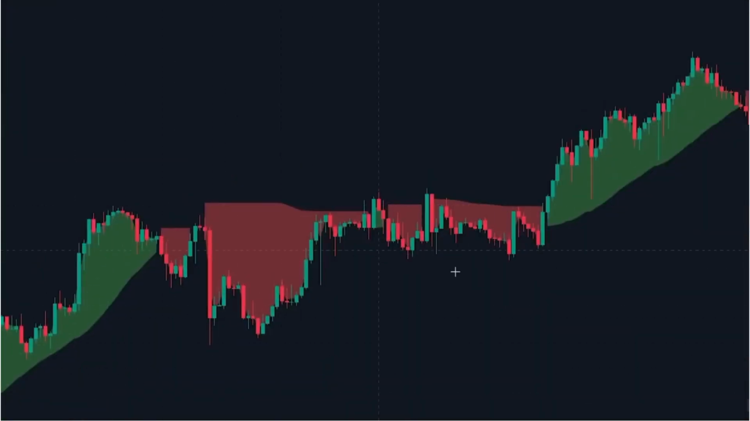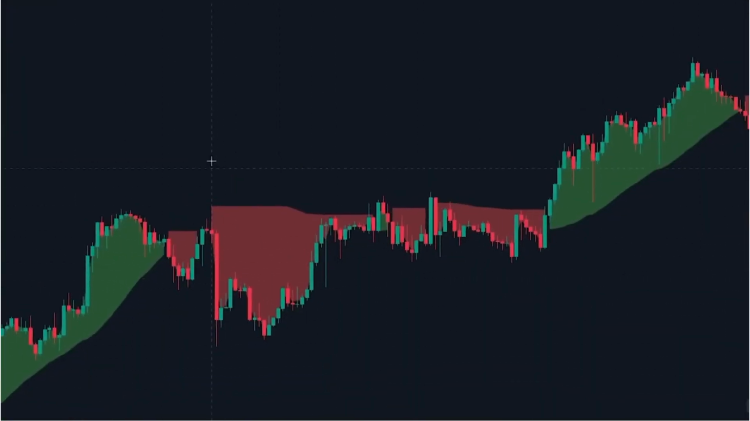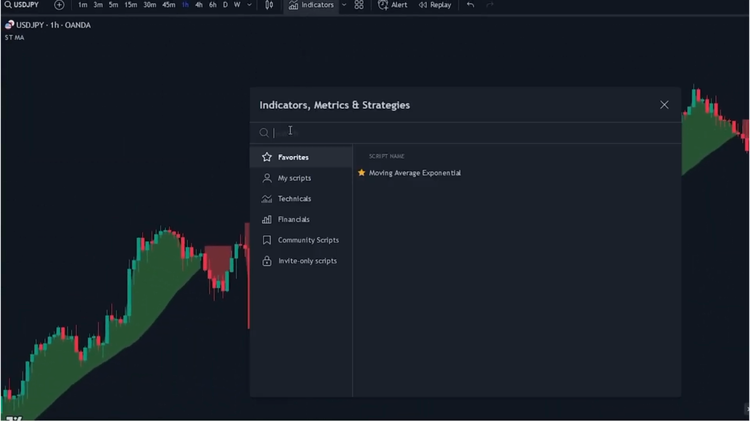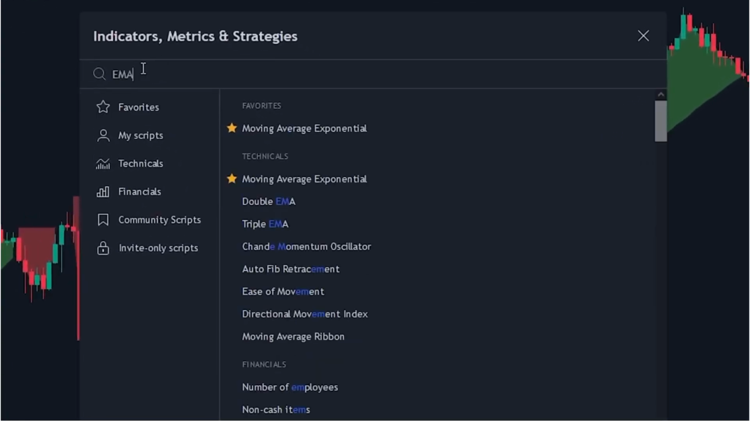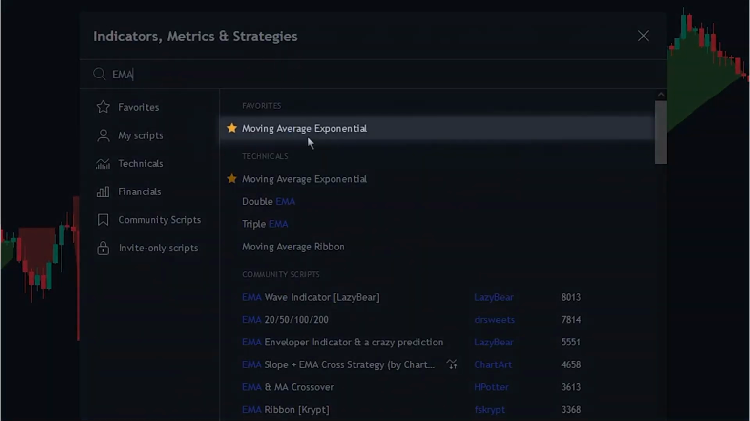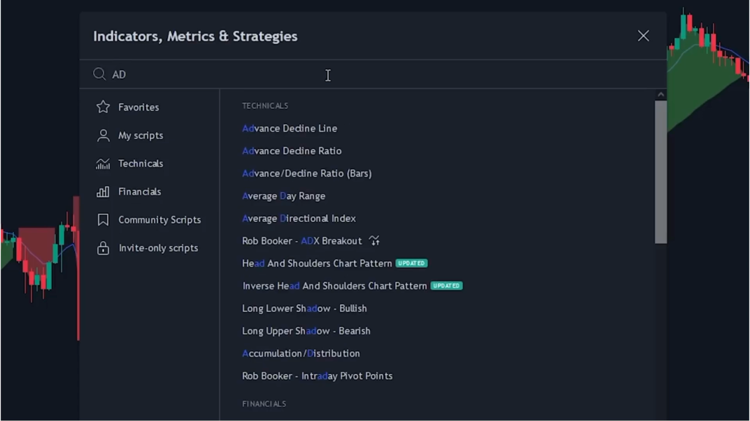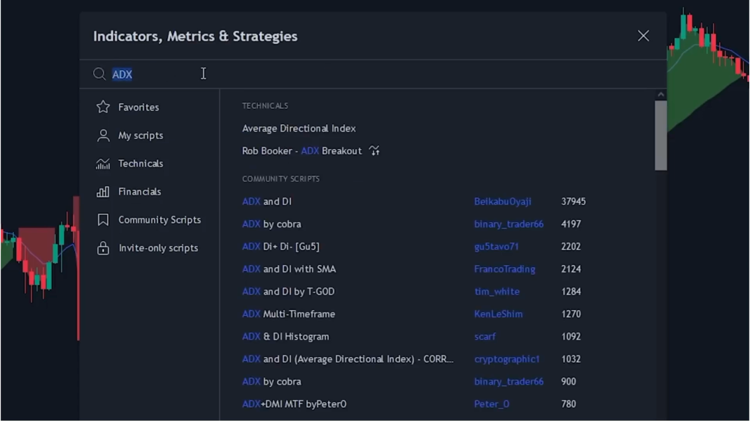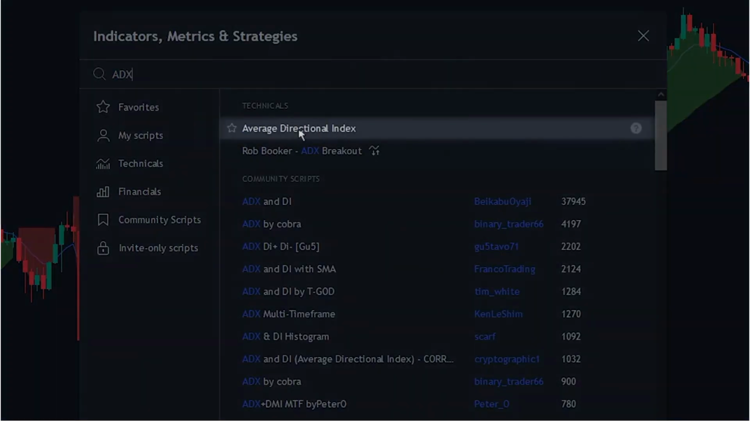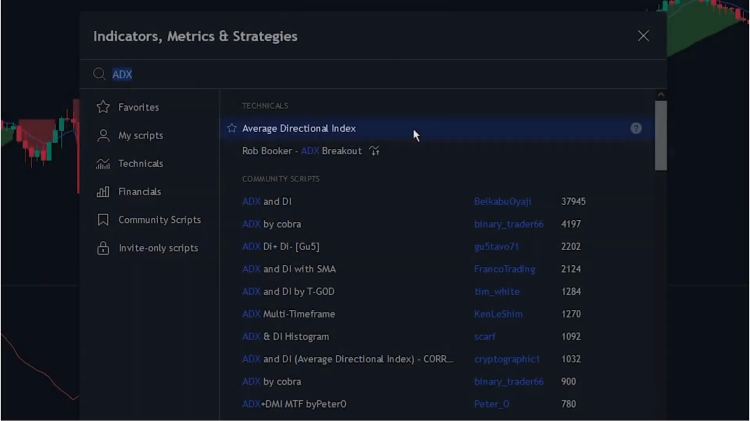The first indicator we will be adding is the EMA. Navigate to the Indicator Search tab and search for the EMA indicator. Select the indicator made by TradingView and add it to the chart. The next indicator we will be adding to the chart is the Average Directional Index. Search for the ADX indicator, select the indicator made by TradingView, and add it to the chart.